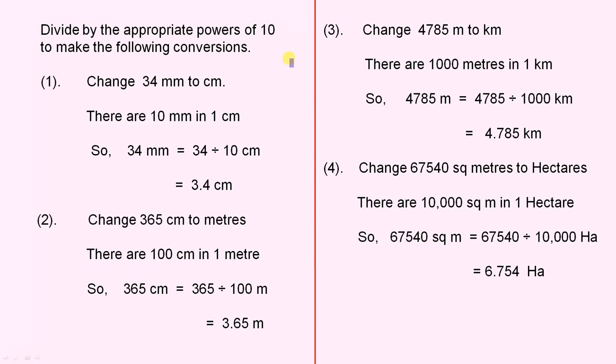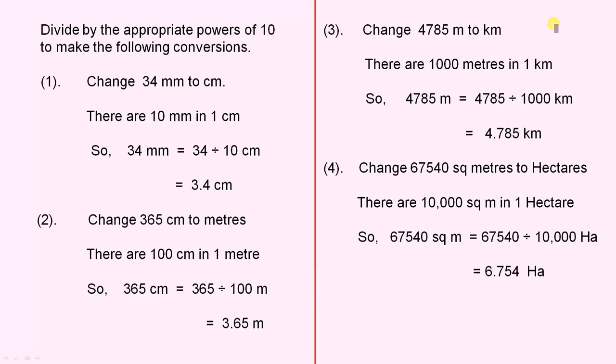Divide by the appropriate powers of 10 to make the following conversions. Change 34 millimetres to centimetres. There are 10 millimetres in 1 centimetre, so 34 millimetres will be 34 divided by 10 centimetres, which is 3.4 centimetres. Change 365 centimetres to metres. There are 100 centimetres in 1 metre, so 365 centimetres equals 365 divided by 100 metres, which is 3.65 metres.